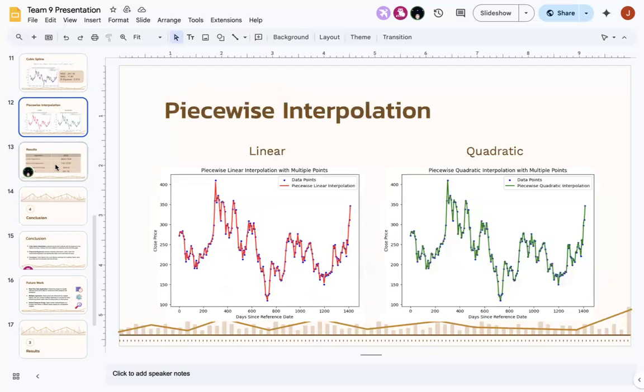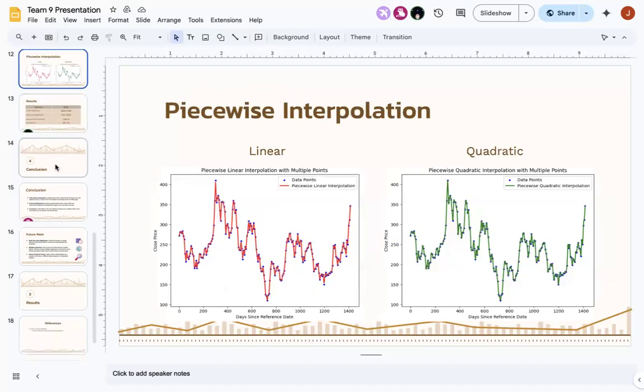Next. For the piecewise interpolation, these two methods are mainly used for connecting consecutive data points without considering the overall trends of the model, as each interval is treated independently. As we can see in the two graphs we represent here for the linear and the quadratic, they are not that much different. But if we zoom in, we can see at the data point, in the linear it is sharp, like a line segment connecting the two data points. But for the quadratic, it's more of a curve.